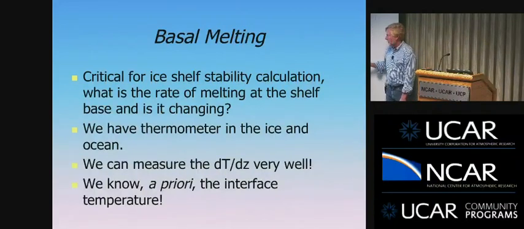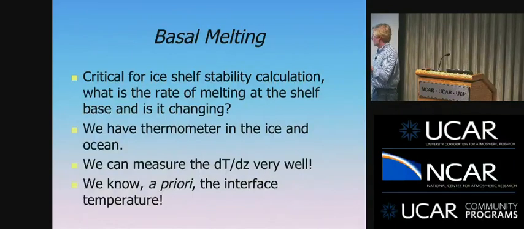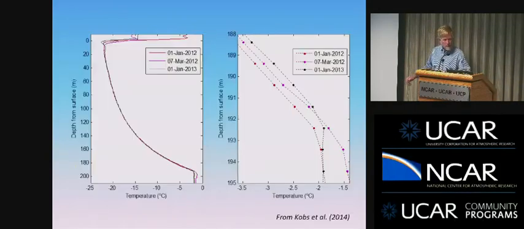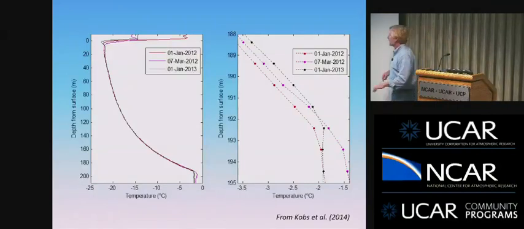And again, I can measure the thermal gradient really, really well in that profile in the ice, and I know the temperature that the water has to be at the ice-ocean interface. It's at the pressure melting point of seawater at that salinity, if we assume the salinity is constant, and it's close enough to constant that it is. So one of my students said, you know, I have an idea.